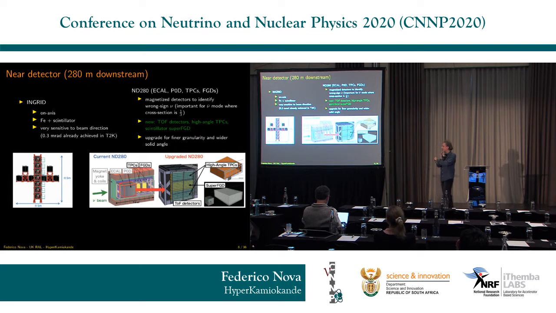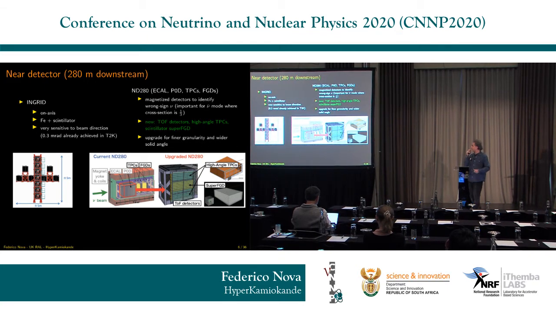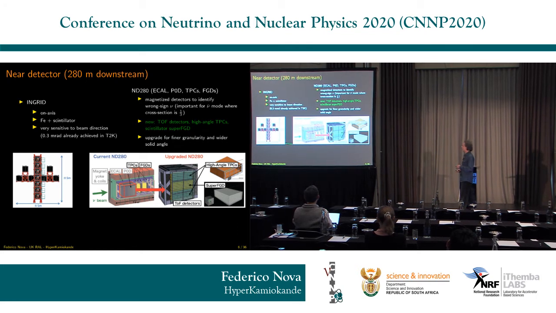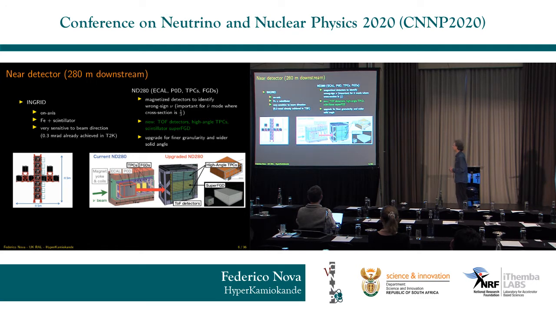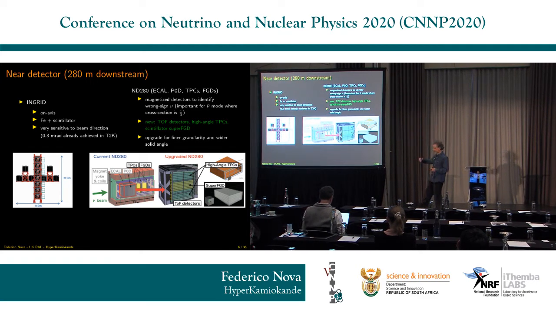It's a cross of alternating iron and scintillator plates. It's on-axis, so the beam goes through the center of the cross, and it's essentially used to measure with high precision the direction and just the stability of the beam. And then there is a suite of off-axis detectors that are sitting 2.5 degrees off the main beam, so the same off-axis angle as the far detector. And they're magnetized. And so there are many pieces in there. There's an electron calorimeter, a pi0 detector, some TPCs, and these scintillating fine-grained detectors.